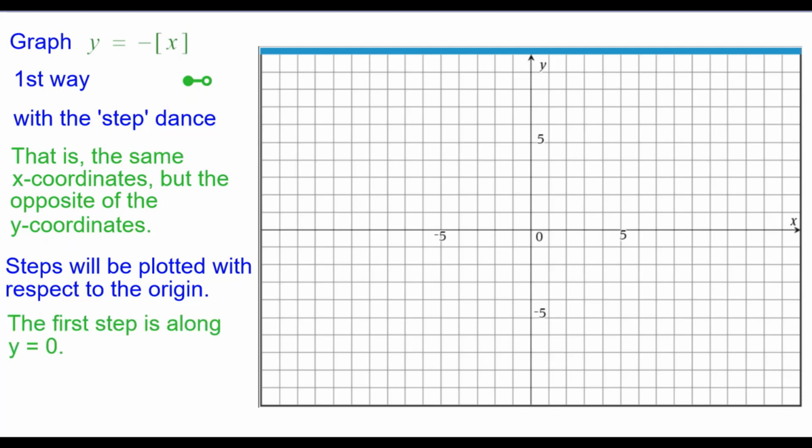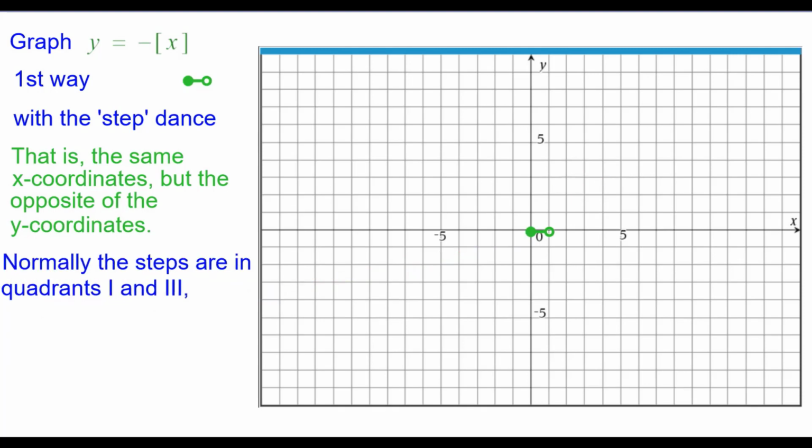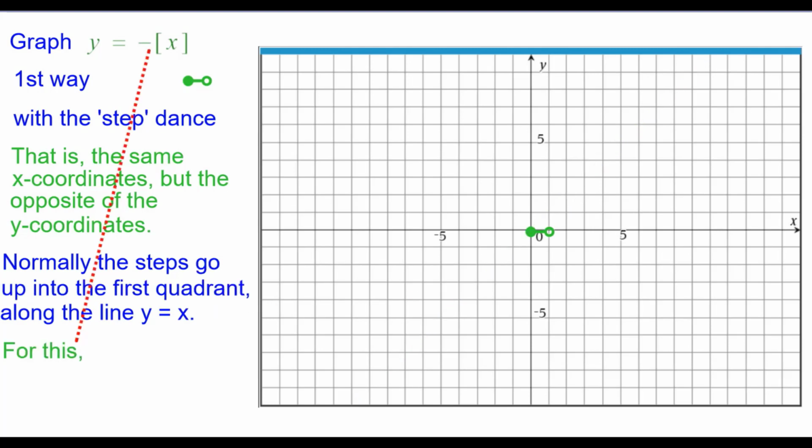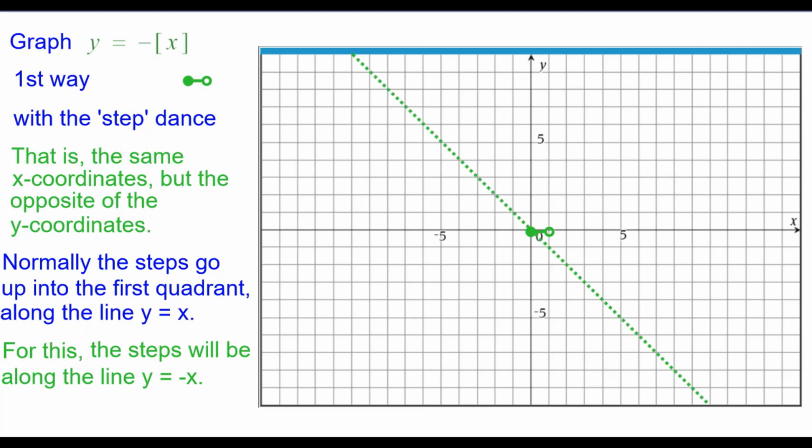The first step is along y equals 0. And since the opposite of the greatest integer of 0 is 0, that's our first step. Normally the steps are in quadrants 1 and 3 along the line y equals x. But for this one, since we're doing the opposite of the greatest integer of x, the steps will be along the line y equals opposite of x, or y equals negative x. So along here. So let's go ahead and place those.